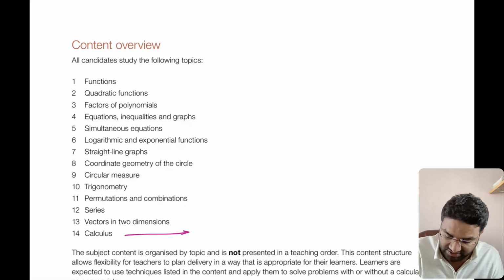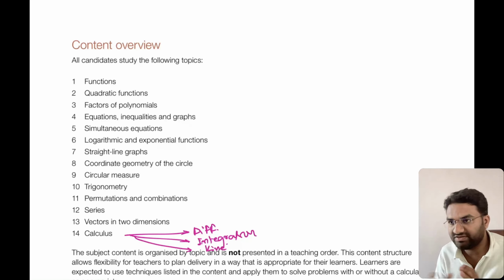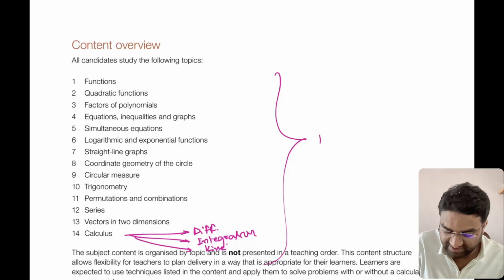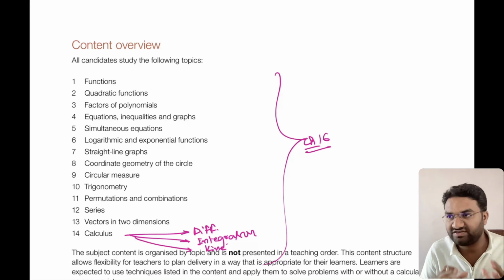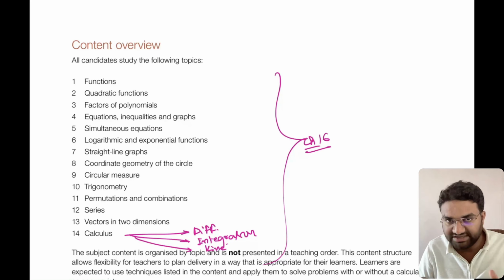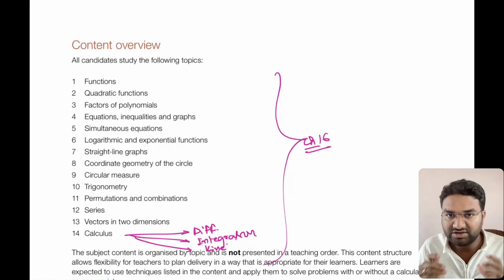In calculus you have 3 more specific parts: differentiation, integration, then kinematics. So these are the 3 parts. Now it sums up to around 16 chapters. All these 16 chapters, full of examples and content, we have covered on our website.